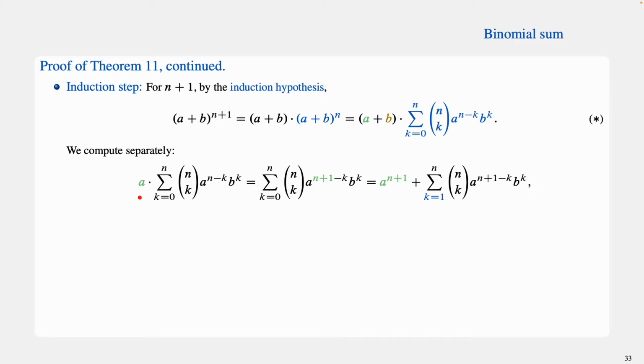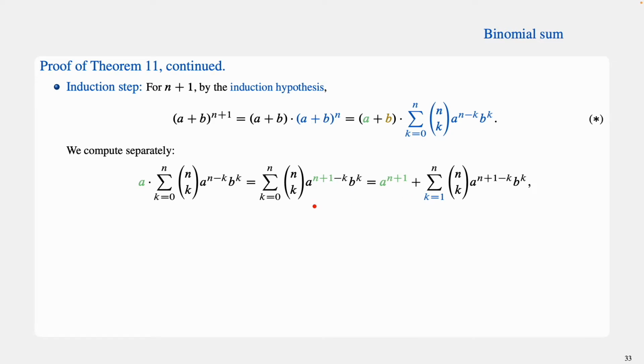So first, a times this is the following. We can move the factor a into the sum, and we get the sum from k equals 0 up to n of (n over k) times a to the power of n plus 1 minus k. So the exponent of a is increased by 1 due to this factor here, and times b to the power of k, so nothing changes for the powers of b.